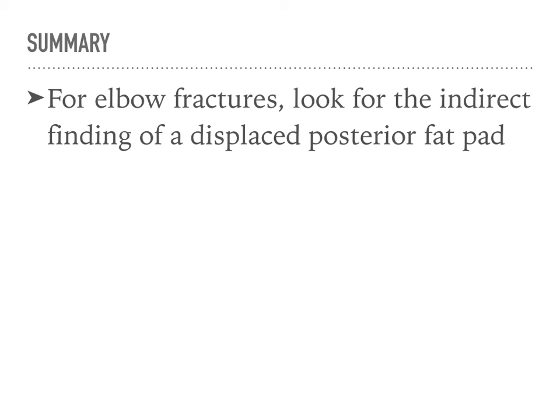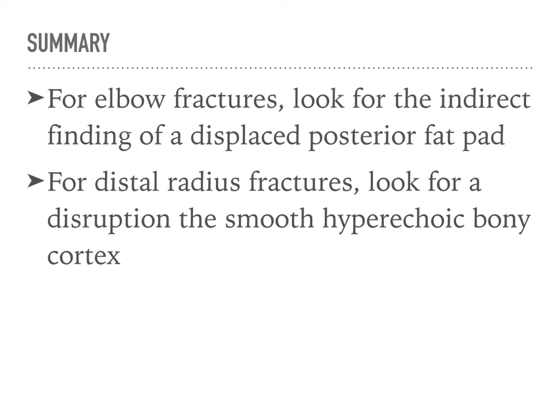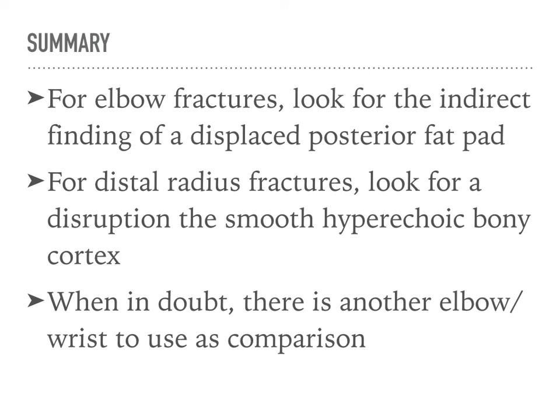In conclusion, then, remember, look for the indirect finding of a displaced posterior fat pad in elbow fractures. And look for disruptions in the smooth bony cortex for distal radius fractures. And don't forget, when in doubt, compare to the opposite side if that helps.